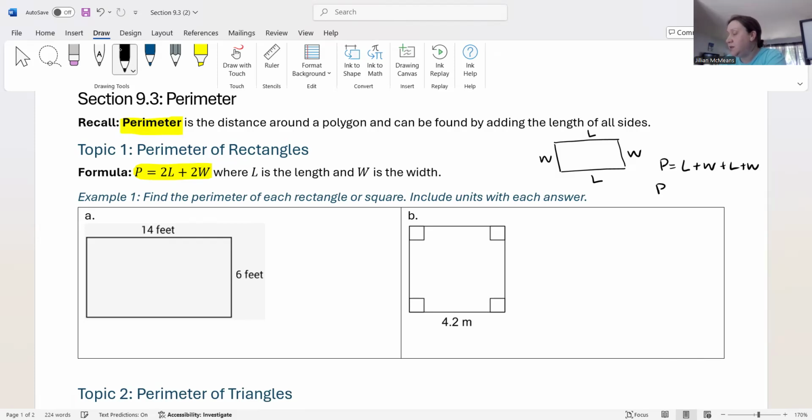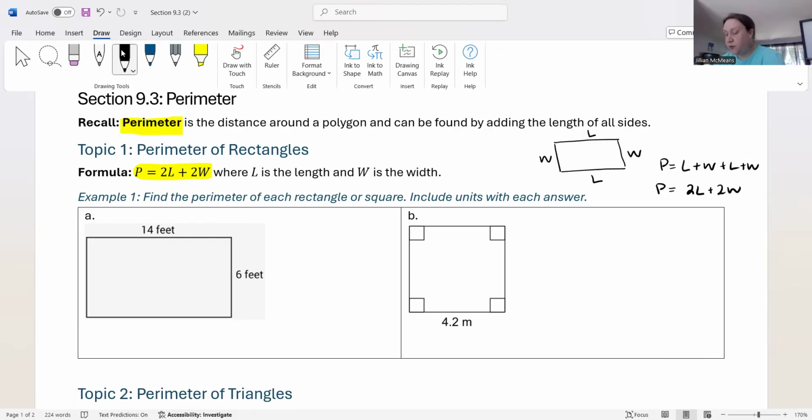Well, how many lengths do we have? We have 2 lengths. And then how many widths do we have? We have 2 widths. So we would just rewrite this as 2 lengths plus 2 widths, which is exactly the formula for the perimeter of a rectangle. Now, if you want to just add up all 4 sides, that's great. If you want to use the formula, also great. It doesn't bother me either way.